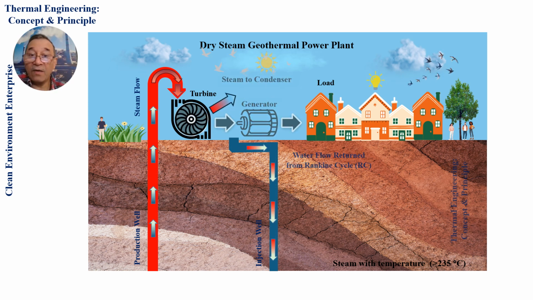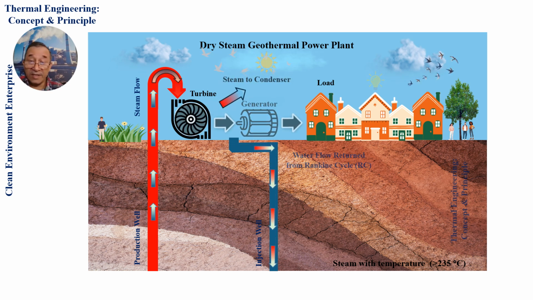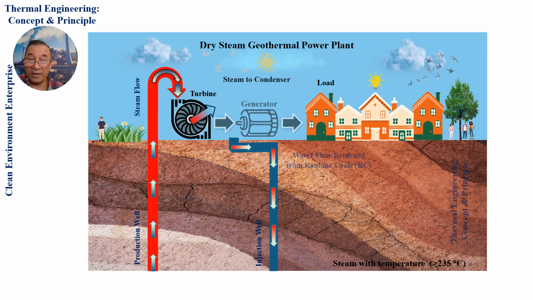So in general, for this type of power plant, geothermal energy is used, steam is extracted from the earth, and usually this is at a temperature higher than 235 or something like that, because we are talking about the Rankine cycle, which needs fluid or steam at a proper temperature to be converted to electricity.